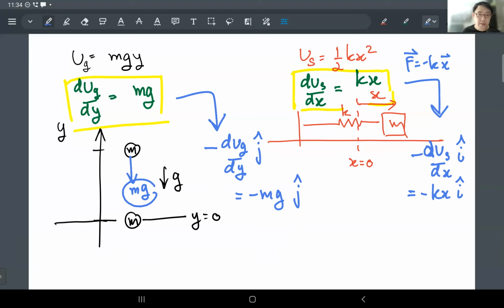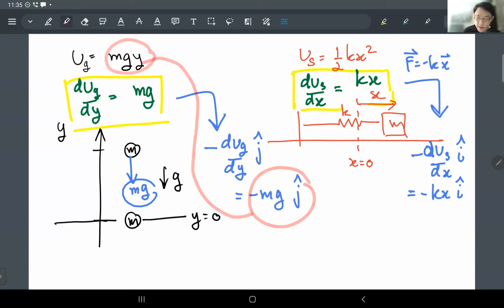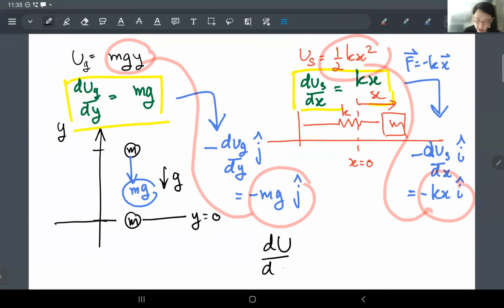Isn't this a way that you can go from your potential energy down to the force behind it? You have potential here, and you can go down to the force behind it. The operation that we just did is we take the potential energy form and do the derivative with respect to the coordinates.